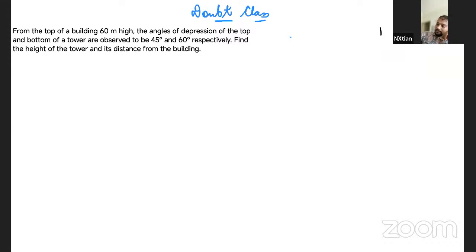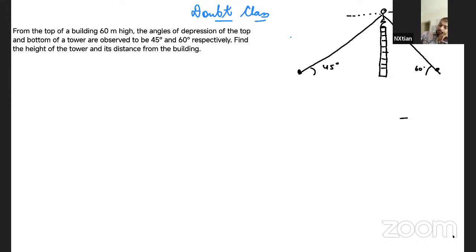So for example, there is a tower. Now what is the angle of depression? I told you, the angle of depression means if you look towards the downward, then it will create an angle of depression. For example, a man is standing like this. Now this is the horizontal line. If you look straight, it's going to be like this. But when he looks downwards, it will create an angle of depression. So two angles of depression are created in this question. This one is 45, and this one is 60.